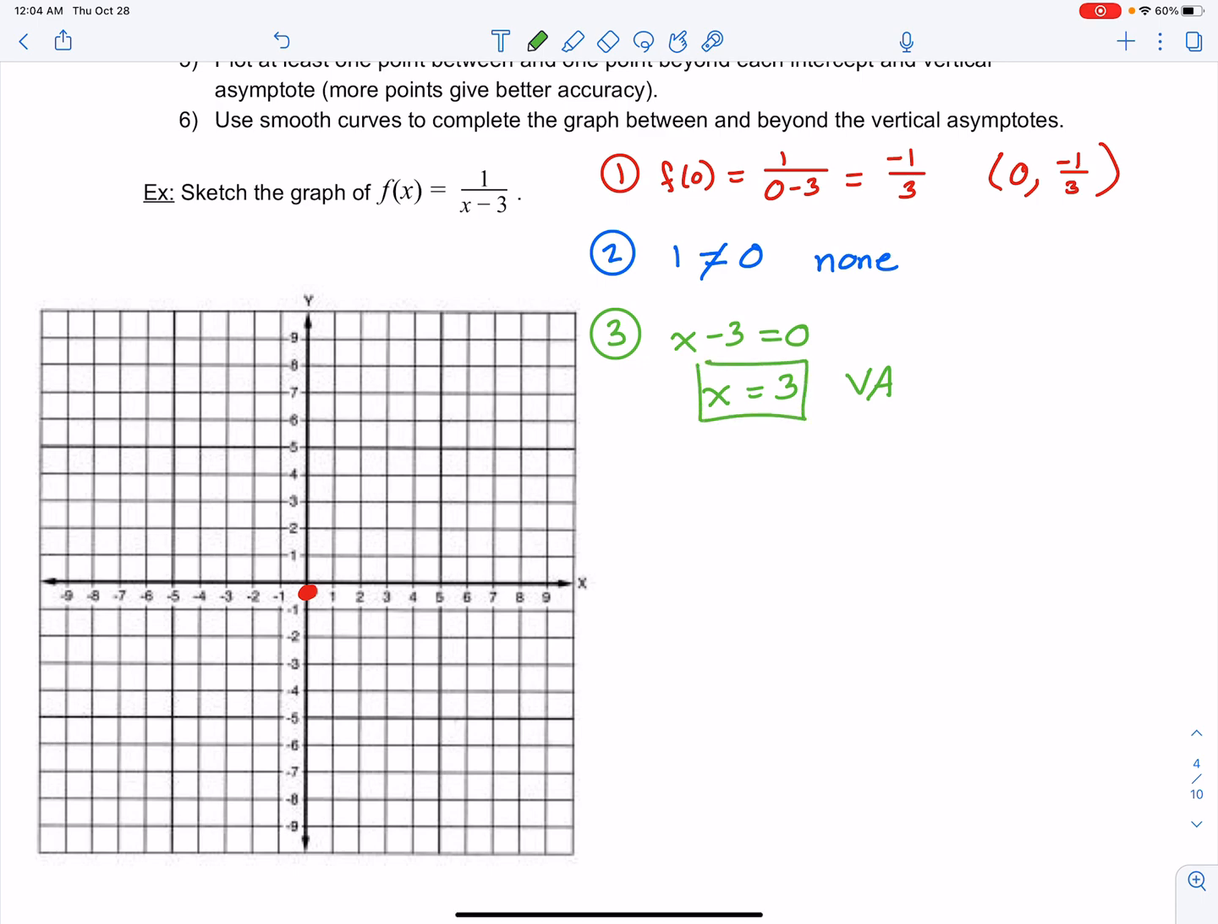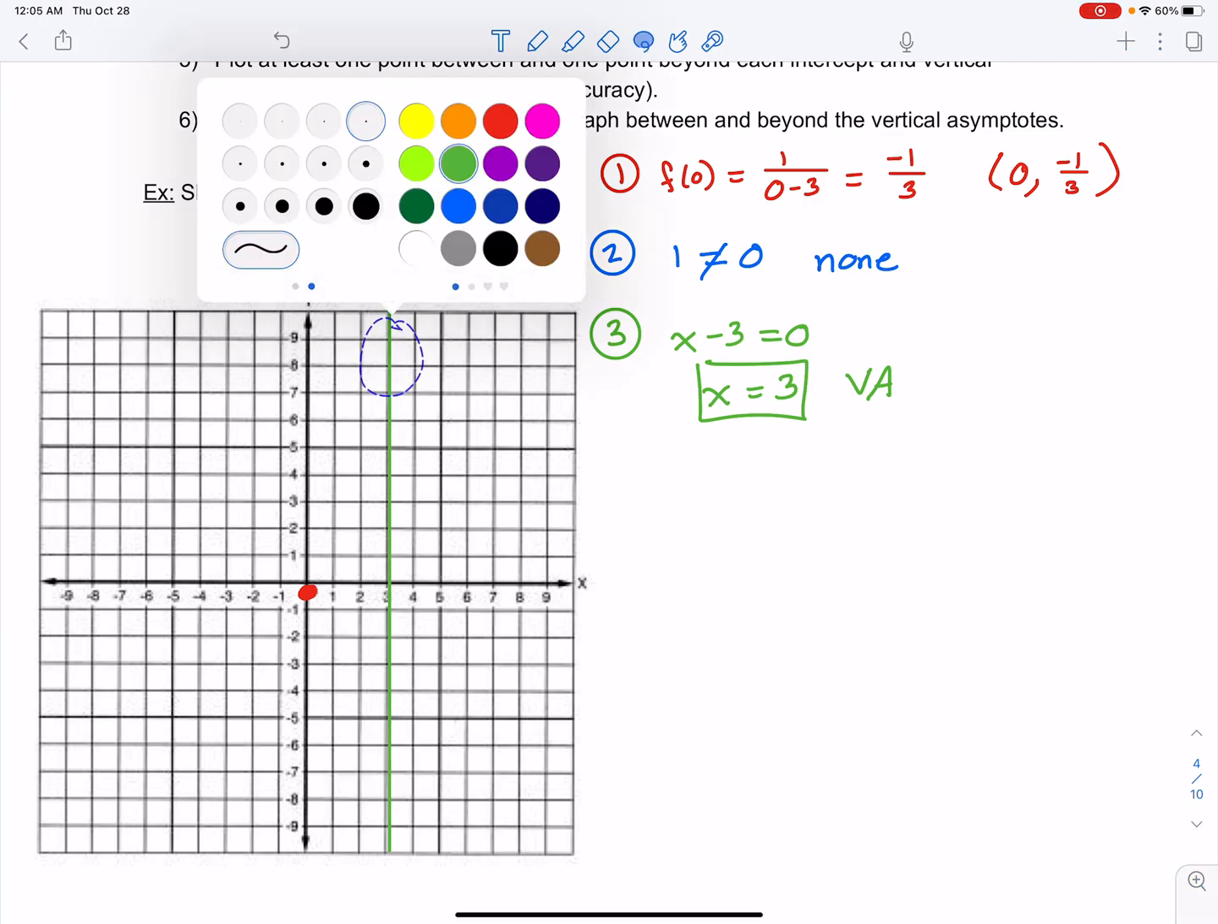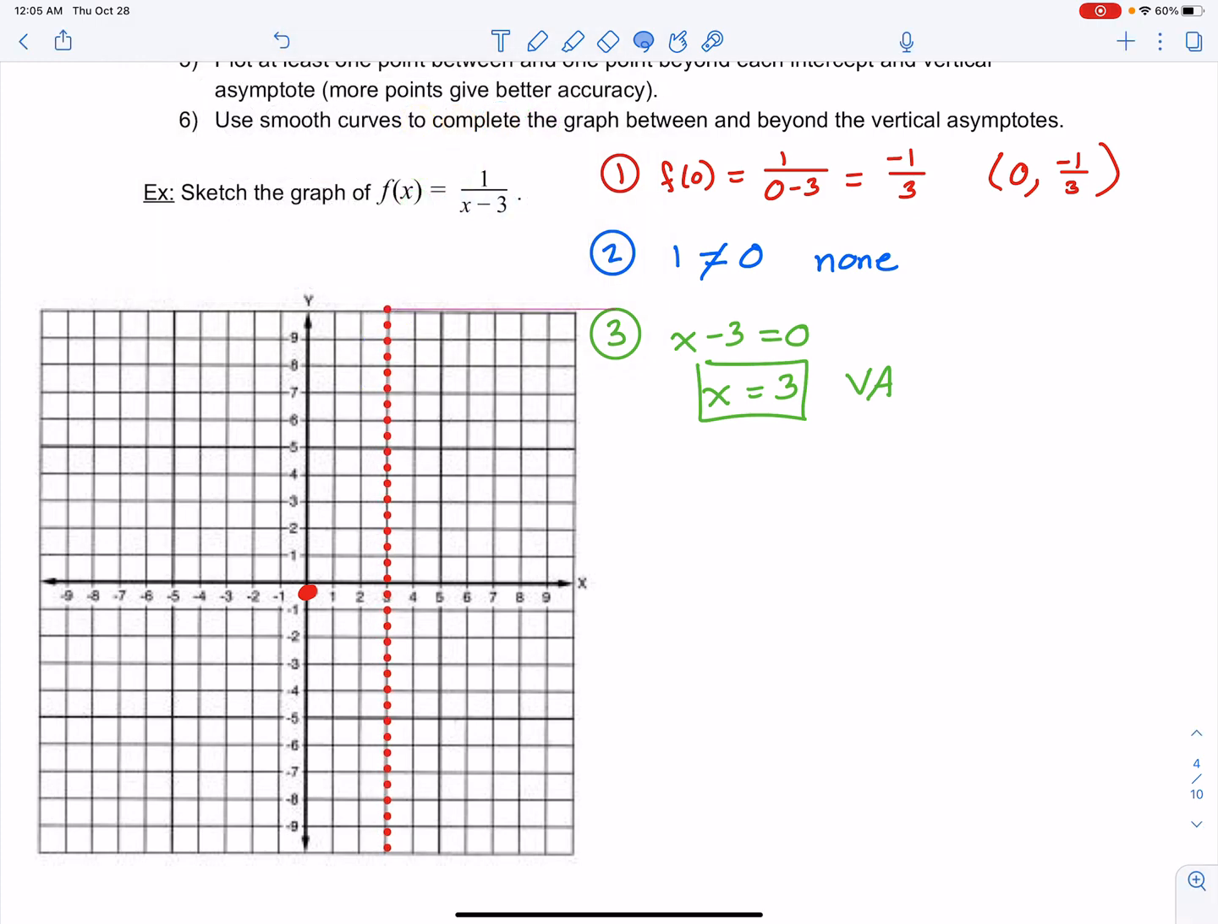So here where x equals 3, we'll have a vertical line. Here we go, there's our vertical line. And it's not actually a part of our function, it's just a guideline for our function, telling us we're going to come closer and closer to this line, but not actually touch it, not actually cross it.